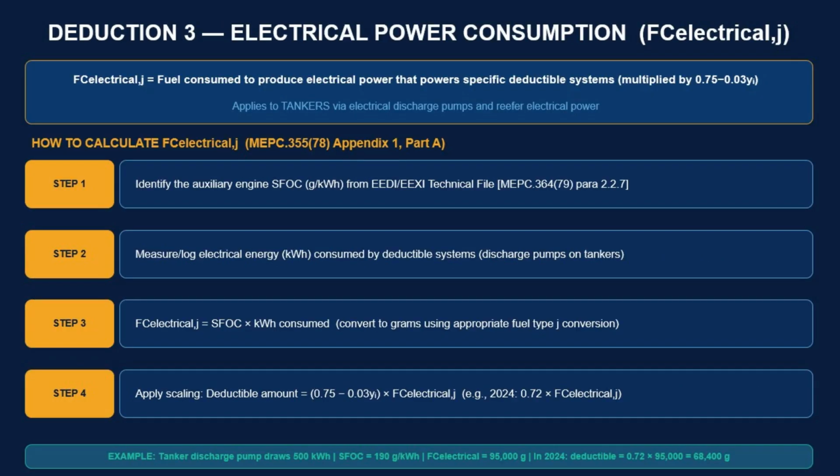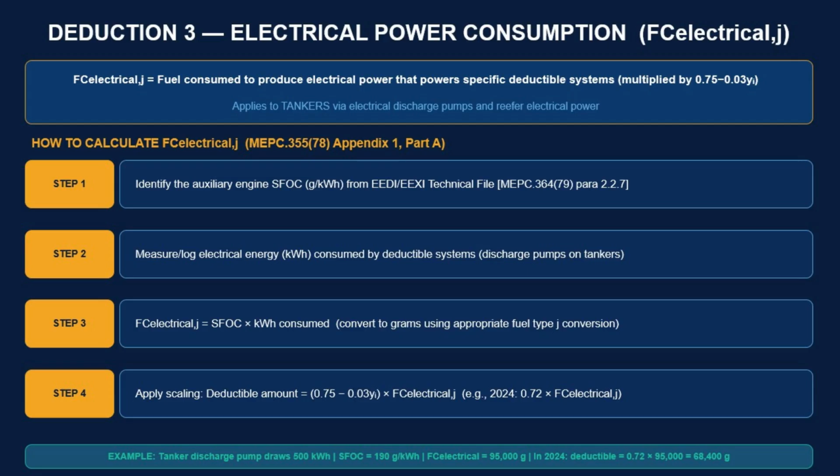Electrical power consumed by specific systems can be deducted. Examples include electrically driven cargo discharge pumps. The procedure is: first, obtain auxiliary engine SFOC from the EEDI or EEXI technical file. Second, measure electrical energy consumption in kilowatt hours. Third, calculate fuel consumption by multiplying SFOC by electrical energy. Finally, multiply by the scaling factor.